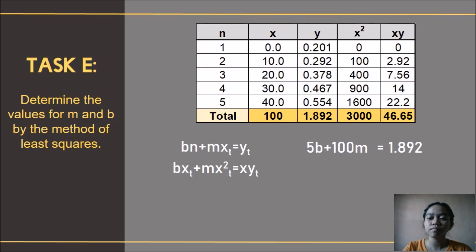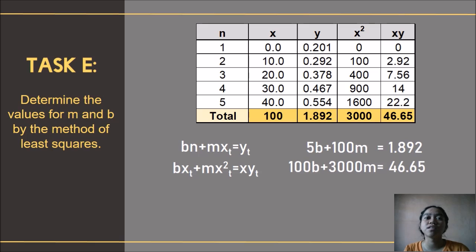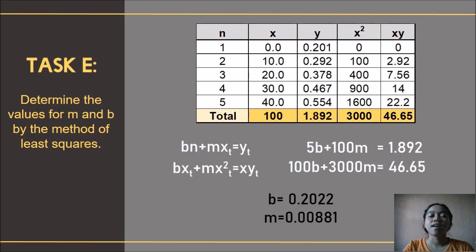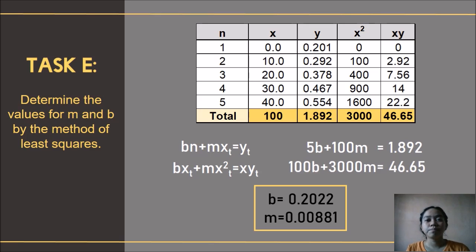So putting the values on the yellow one into this equation, we will have 100b plus 3000m is equal to 46.65. Now solving simultaneously, we will get the value for m and for b, and that will be our final answer for task E.